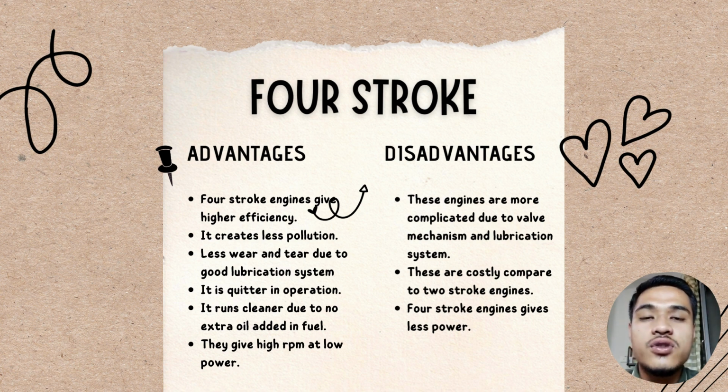Disadvantages of the 4-stroke. First, these engines are more complicated due to the valve mechanism and lubricant system. These are costly compared to the 2-stroke engine. And lastly, the 4-stroke engine gives less power.